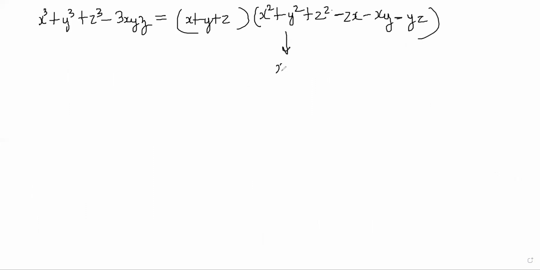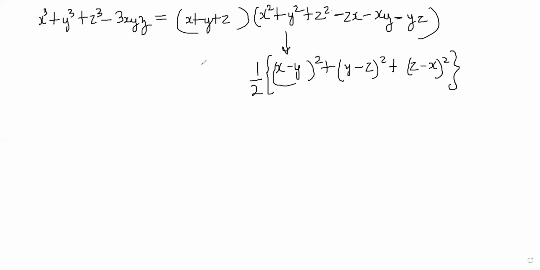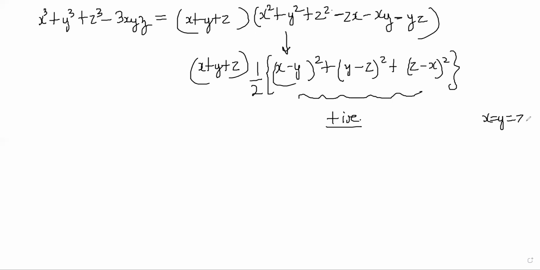Now this part can be shown to be half of (x minus y) whole square plus (y minus z) whole square plus (z minus x) whole square. And this is x plus y plus z. Now this is always positive. It could be 0 if x is equal to y is equal to z, right? In that case, the inequality becomes an equality. But otherwise it is positive.